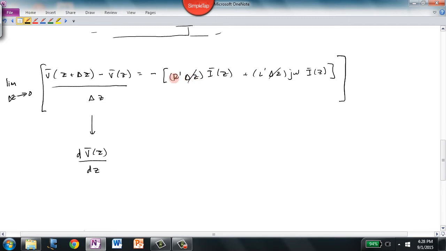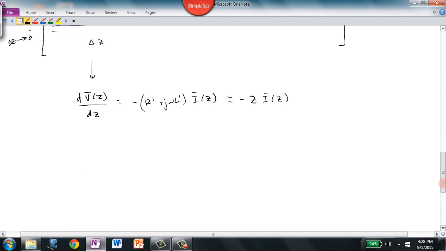On this side, there is no delta Z anymore. Remember, they were canceled out. So that just is equal to minus R prime plus j omega L prime times the phasor current. And sometimes this is rewritten as minus Z times the phasor current, where Z is just equal to R prime plus j omega L prime.